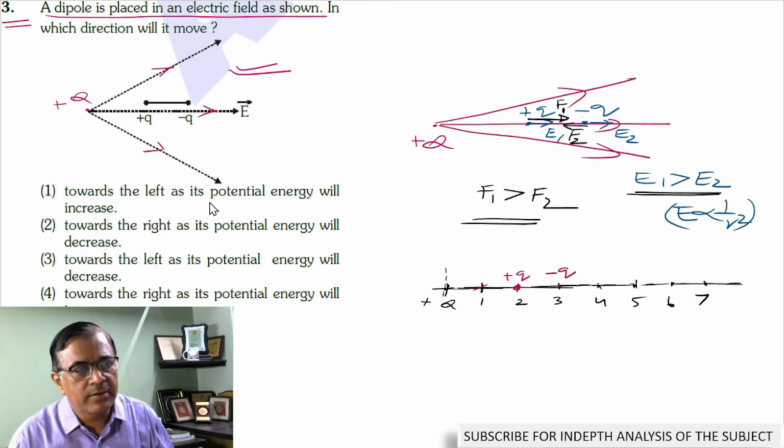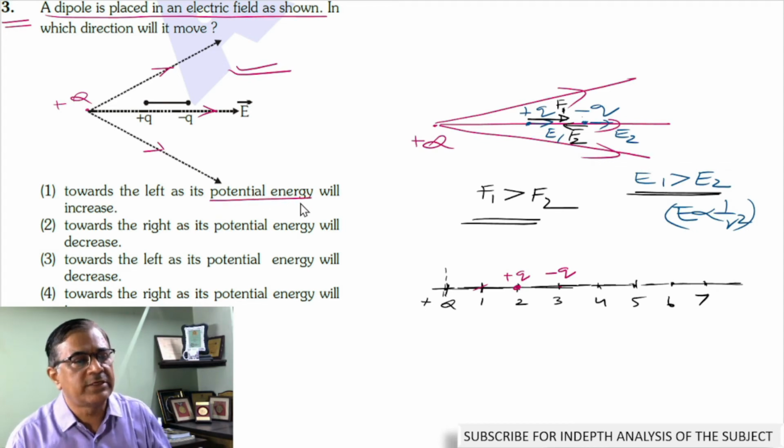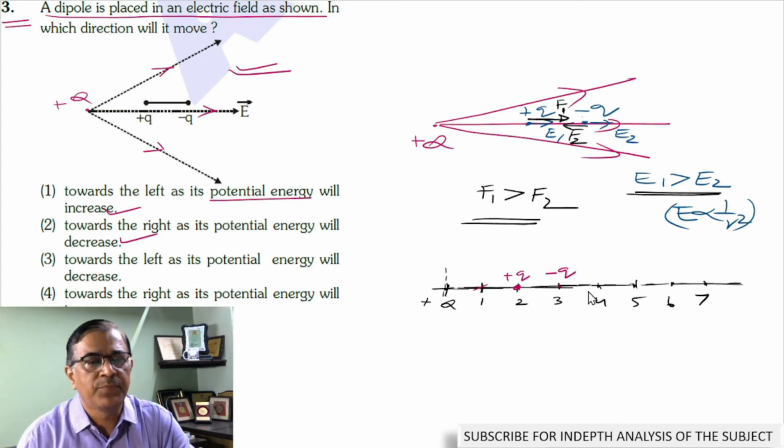To understand whether the potential energy of the electric dipole will increase or decrease, we need to consider the dipole placed on the number line. The plus Q charge is at the origin. The value of the charge and the unit length has been chosen such that the potential at 1 unit length is 600 volts. Then the potential at 2 unit length will be 300 volts.